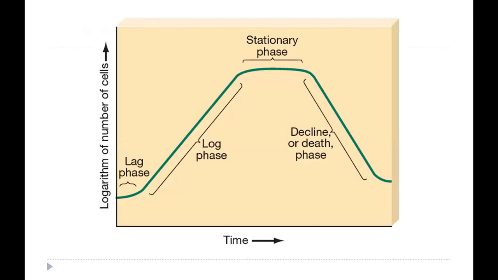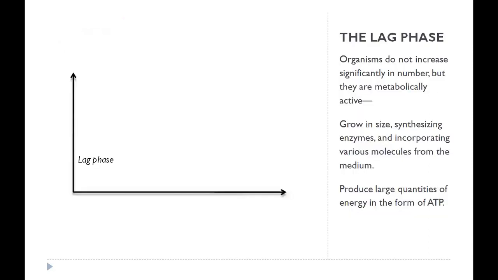Just observe one thing in this graph. The y-axis is labeled as logarithm of number of cells. Just keep that in mind for a while. And the x-axis is, of course, time. So now let's understand each phase one by one.